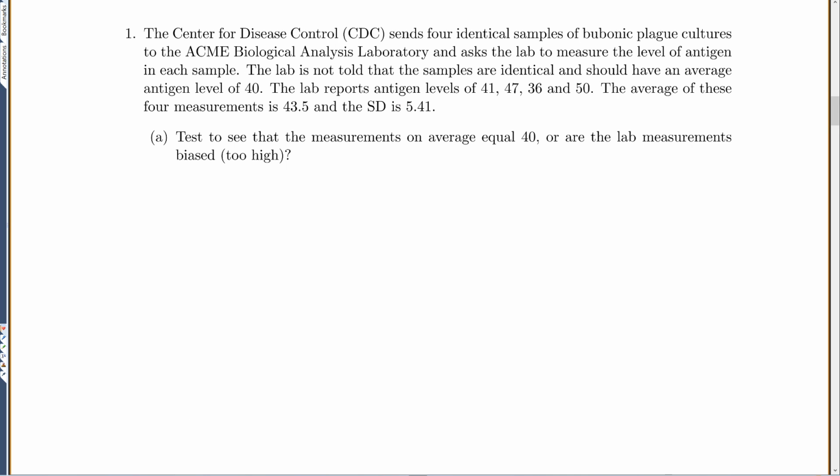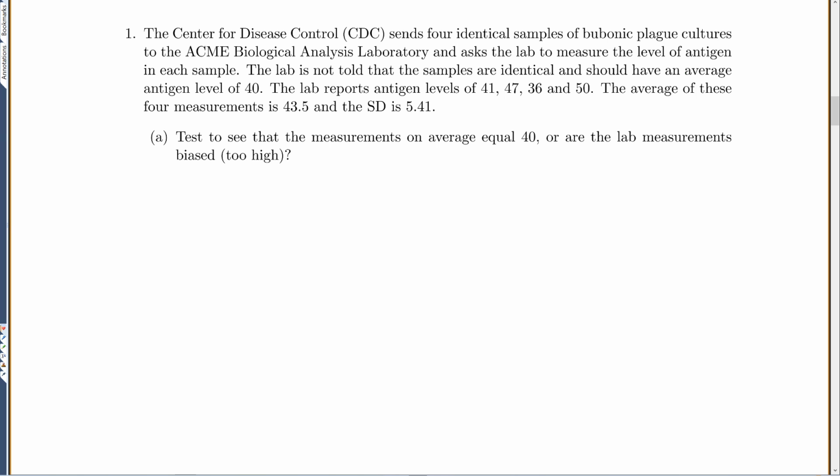In this example, the Center for Disease Control, the CDC, sends 4 identical samples of bubonic plague cultures to the ACME Biological Analysis Lab and asks the lab to measure the level of antigen in each sample. The lab is not told that the samples are identical and should have an average antigen level of 40. The lab reports antigen levels of 41, 47, 36, and 50. The average of these 4 measurements is 43.5 and the SD is 5.41.